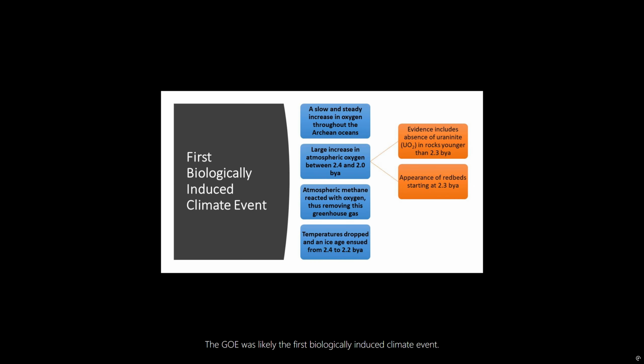The GOE was likely the first biologically induced climate event. There was a slow and steady increase in oxygen throughout the Archean oceans, followed with a large, sudden increase in atmospheric oxygen between 2.4 and 2 billion years ago. The evidence for the large increase includes the absence of uraninite in rocks younger than 2.3 billion years. Uraninite is a uranium ore that oxidizes very easily in the presence of oxygen.